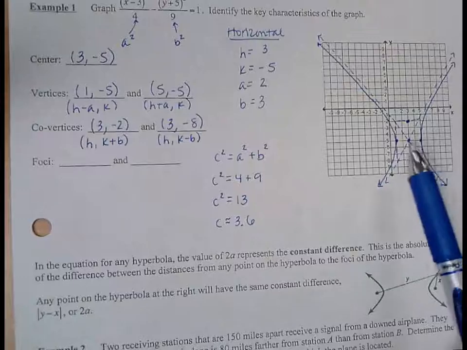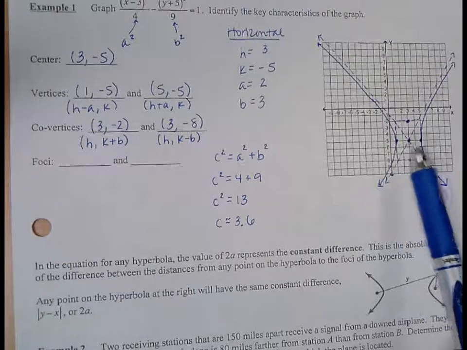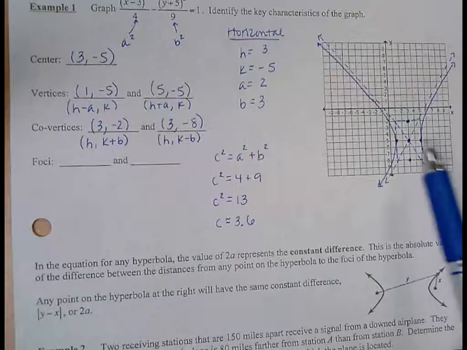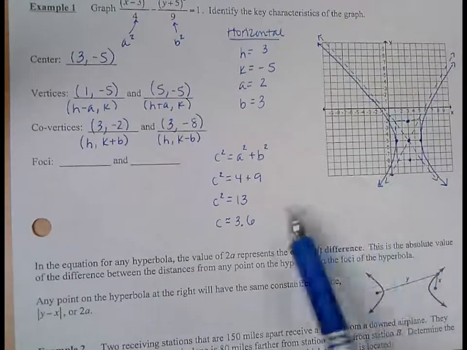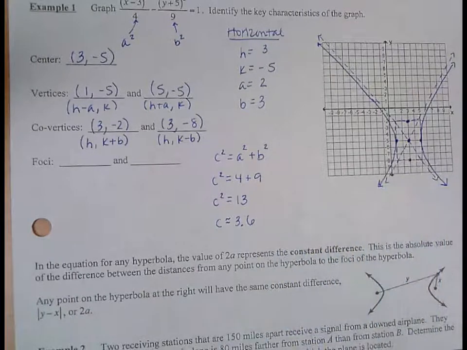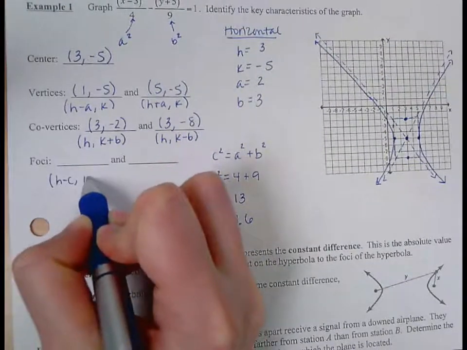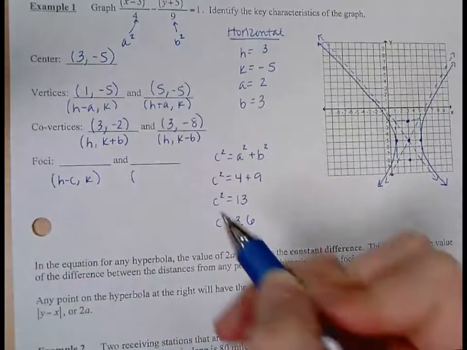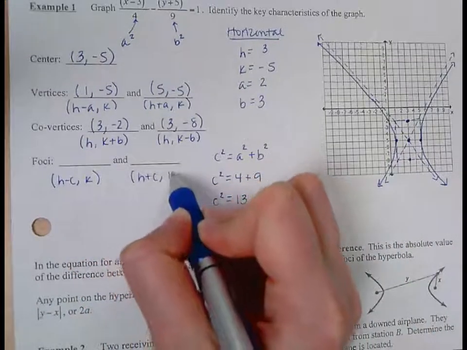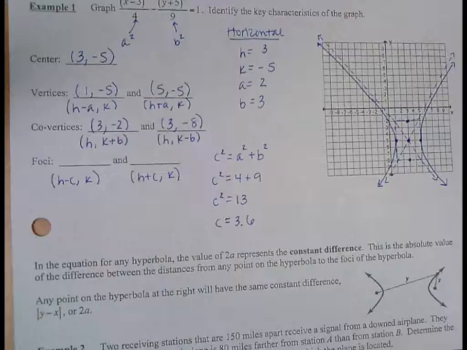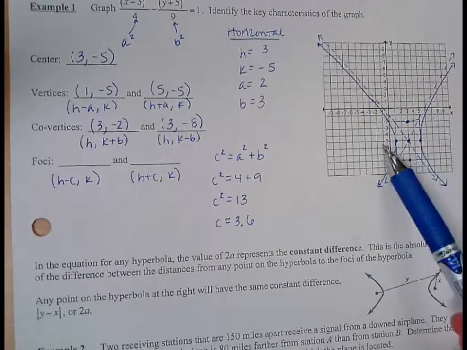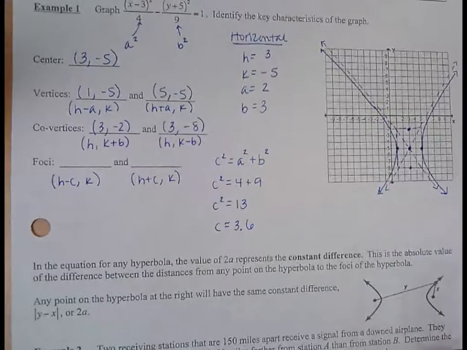And so I know the foci are also going to be to the left and to the right of my center. So I could go left and right a distance of 3.6 to plot them, or use your formulas to get the points and then plot them. Either way is fine. The leftmost focus is (H minus C, K), and the rightmost is (H plus C, K). And make sure, too, when you're plotting them that they appear to be in the correct spot. They should be inside of those curves, so to the left and to the right of your vertices.